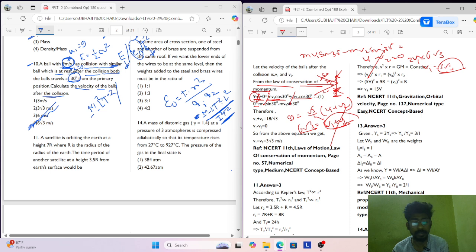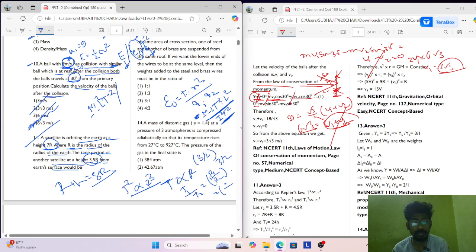A satellite orbiting the Earth at a height of 7r, where r is the radius of the Earth, so therefore r plus h equals 8r. The time period of the another satellite is 3.5 hours from the Earth's surface. So T square is proportional to R cube. We know this formula. So T is proportional to R to the power 3 by 2, right? So T1 by T2 will be equal to R1 by R2 to the power 3 by 2. R1 is 8R. This is 4.5R.